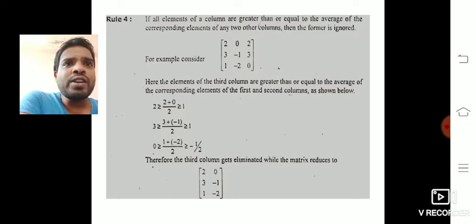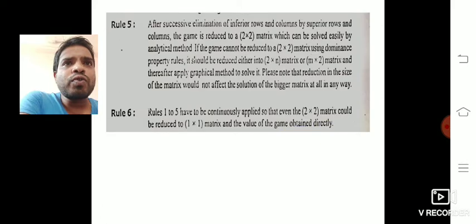Whatever the dominated column is there, we are going to delete here. That is the B1 column we have deleted here. This is rule 4. And rule 5, by applying rule 4, we are going to reduce the m into n matrix to a 2 into 2 matrix. And rule 6 says that after bringing it into 2 into 2 matrix form, directly go for applying the analytical method.